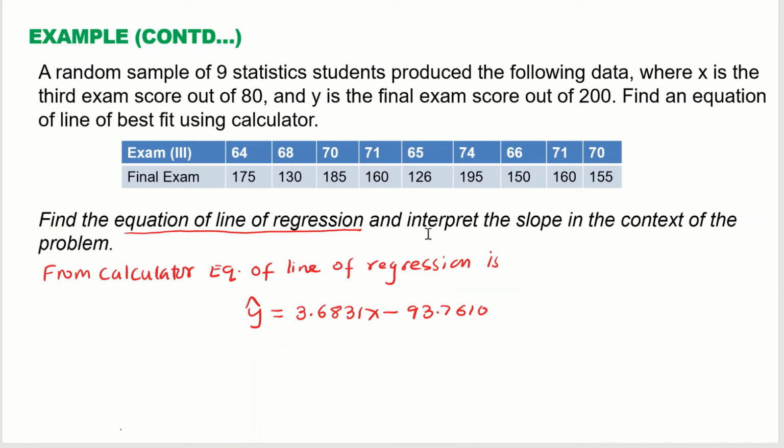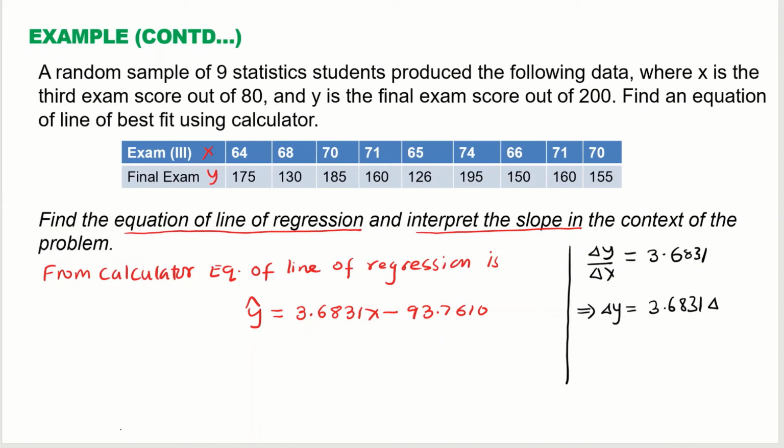After that, we are asked to interpret the slope, because this is y equal to mx plus b. So that is my slope. We have to interpret that slope in the context of the problem. Remember, this is your x value, this is your y value. So let's talk about slope. Slope is change in y divided by change in x, which is equal to 3.6831. If you multiply both sides by delta x, you get delta y, or change in y, equal to 3.6831 times change in x.